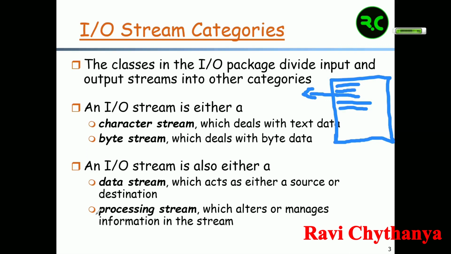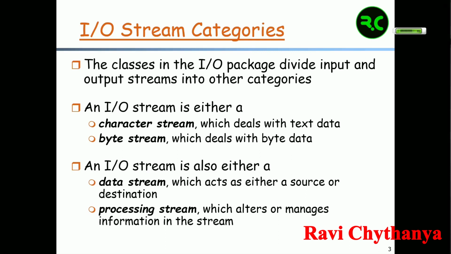Then I'm going to use this processing stream. Like this, I'm going to have different streams, whether it may be a character stream or a byte stream. The different streams are data stream and processing stream. Okay, guys, any doubts here? All right, let us move on to the next.